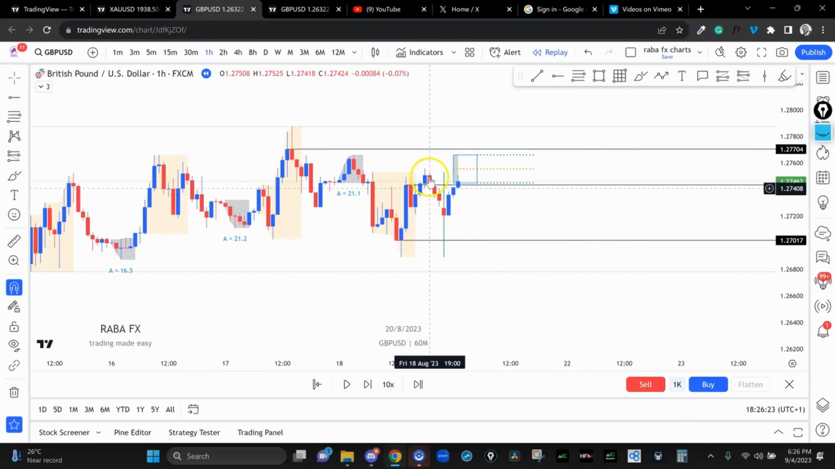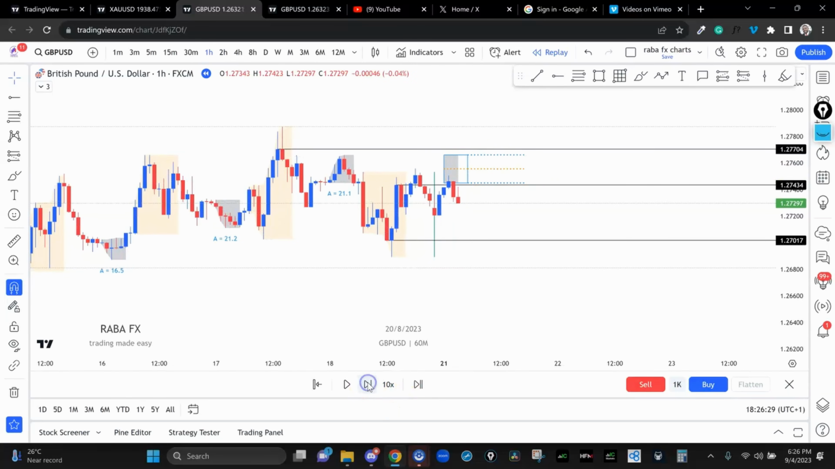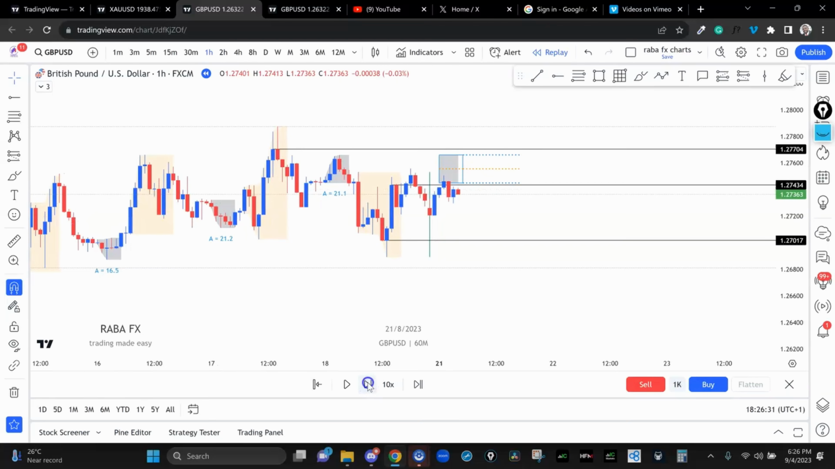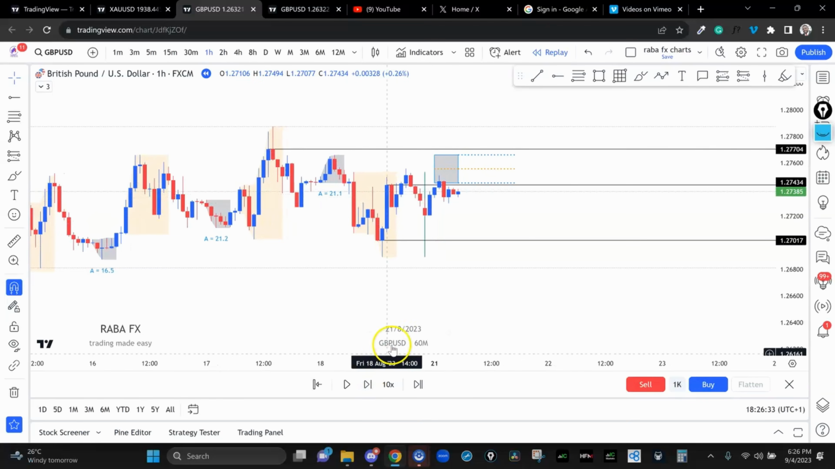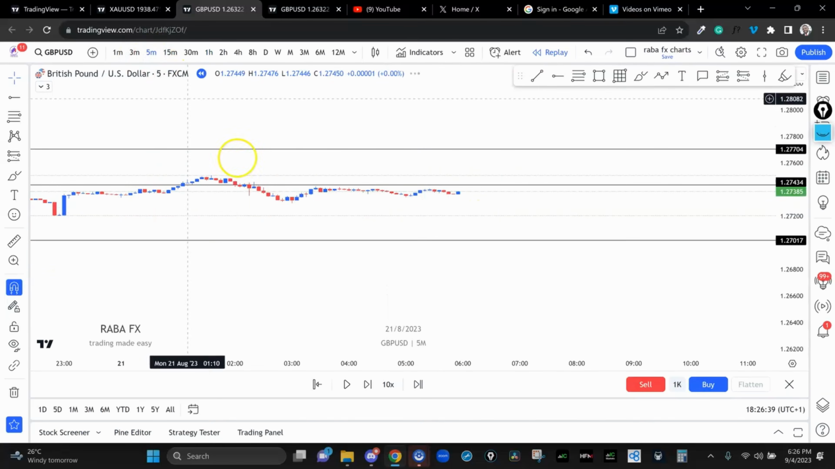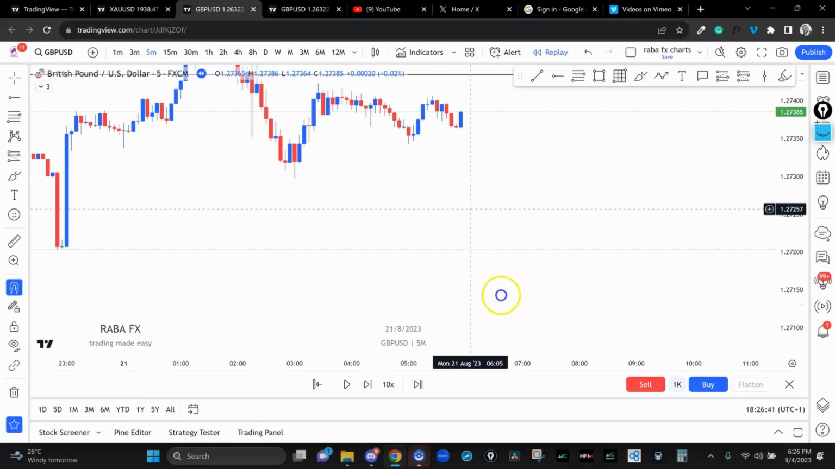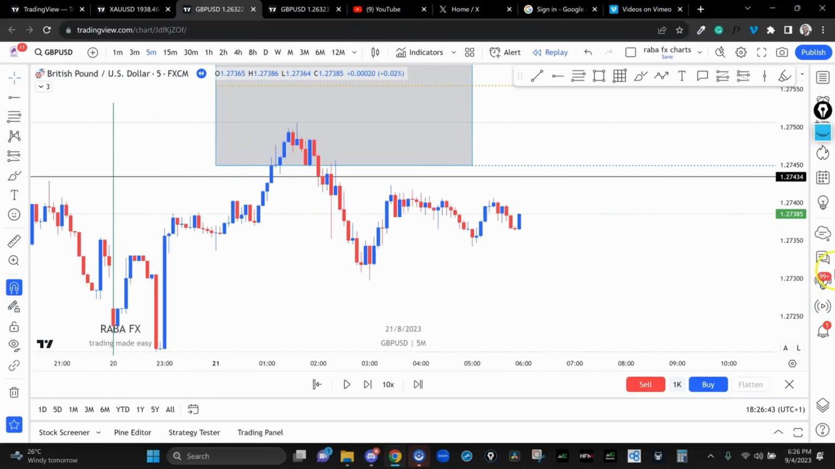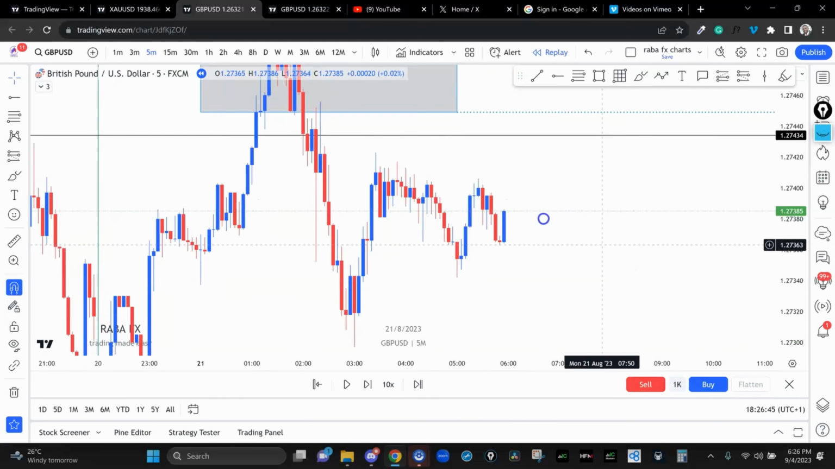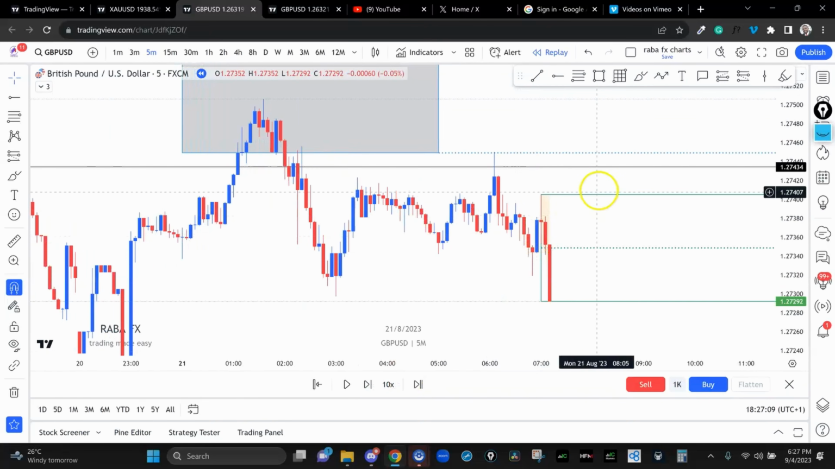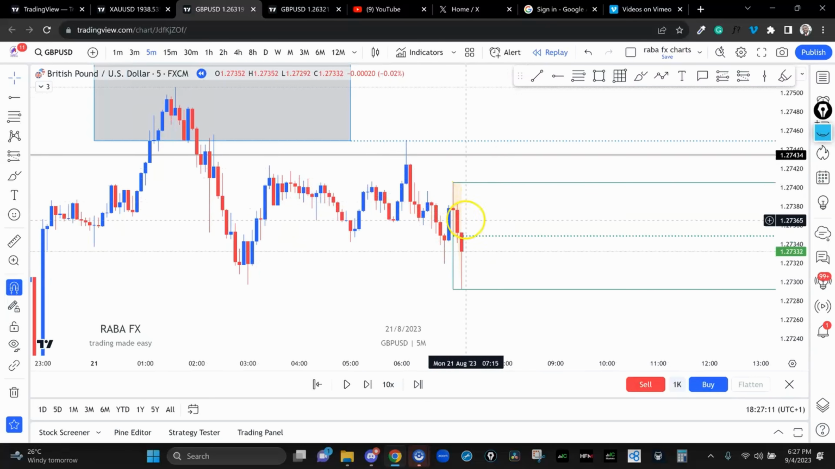This one is the New York session. Now the Asian session is in. So now, before the London session opens, you will be on the 5 minutes time frame. So let's go to the 5 minutes time frame. This is the line here. Now this is the London session. So the London session just started.